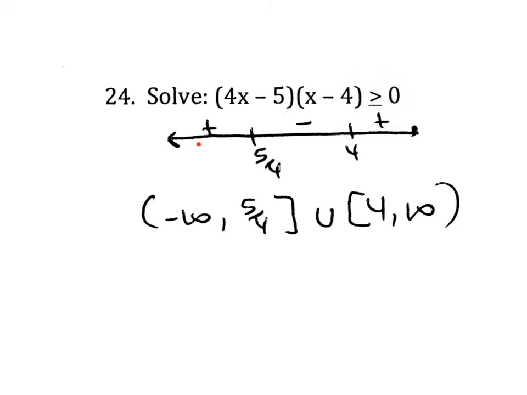Where is it greater than or equal to 0? It's greater than 0 from -infinity to 5/4, so it's a bracket because it's equals, and also from 4 to infinity because, again, there's a bracket because it's equals.